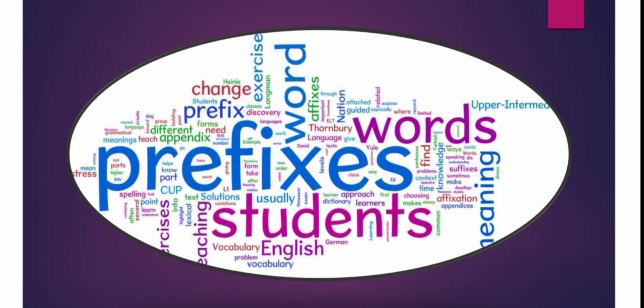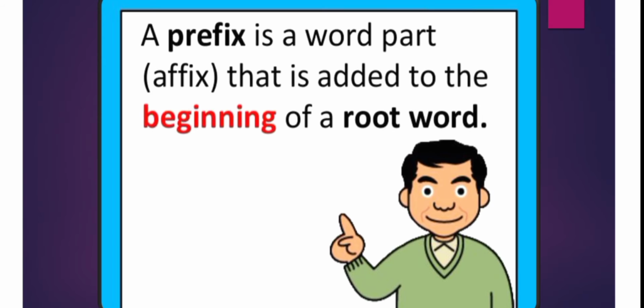Prefix. What this word is saying is pre plus fix. So prefix means what? Pre means before. So we are going to fix something before the root word. A prefix is a word part that is added to the beginning of a root word. As I said earlier, unable is a prefix word. We are adding the prefix un in front of the word able. So this form is considered a prefix.